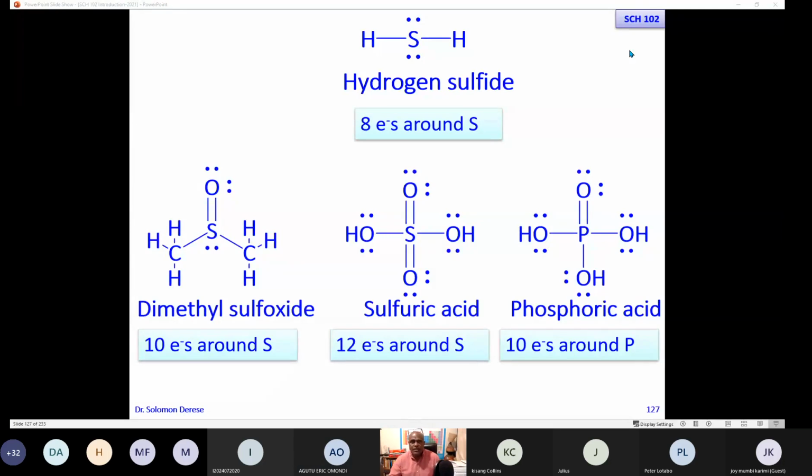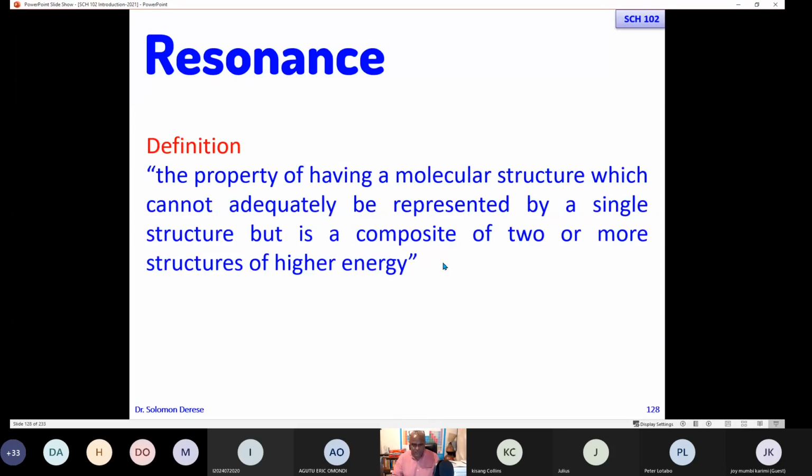Let's discuss resonance, okay? I'll first define what resonance is, and then I will explain using an example why for some compounds it's not possible to represent the structure of the compound by a single structure. So let me first define what resonance is, okay?